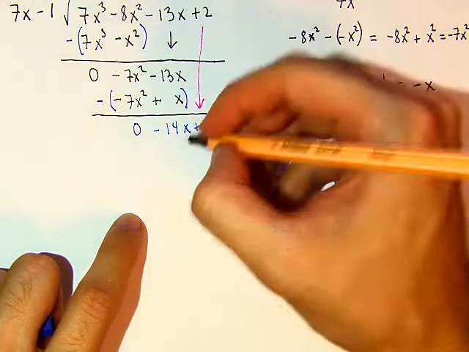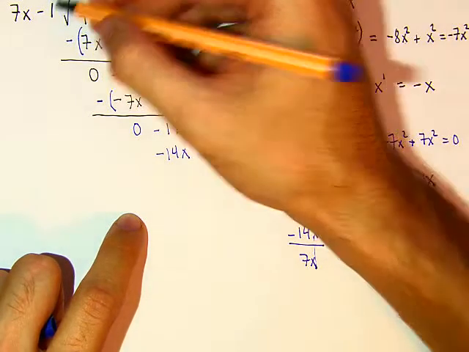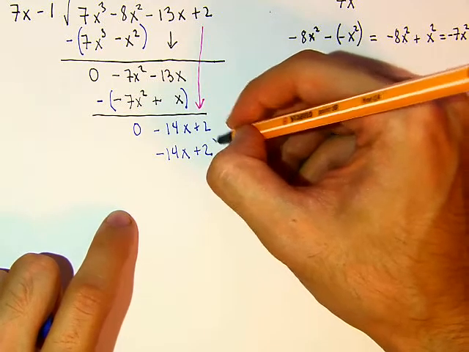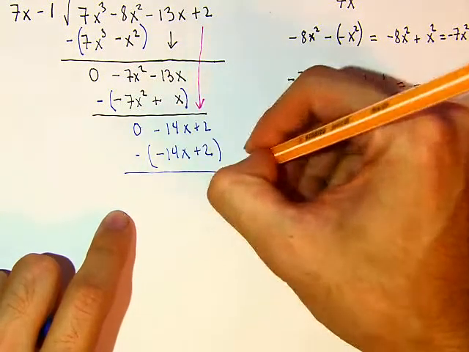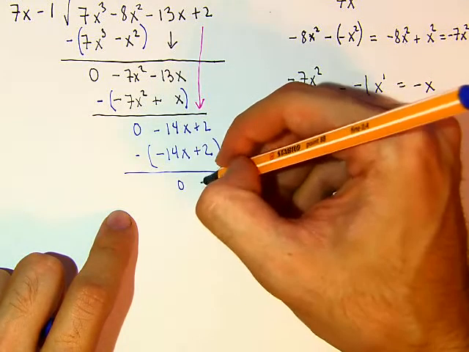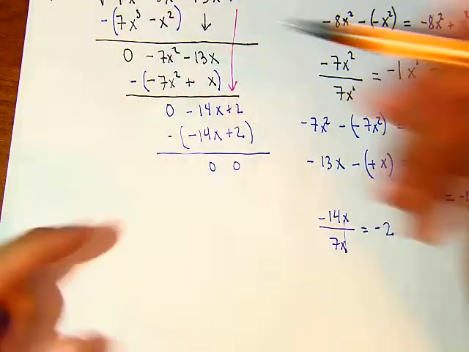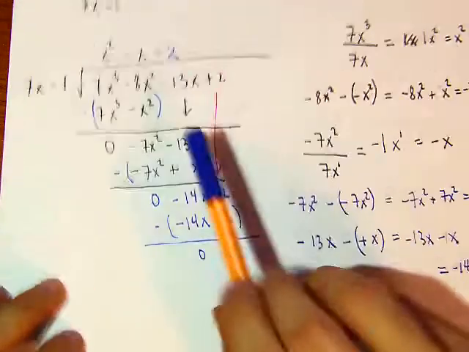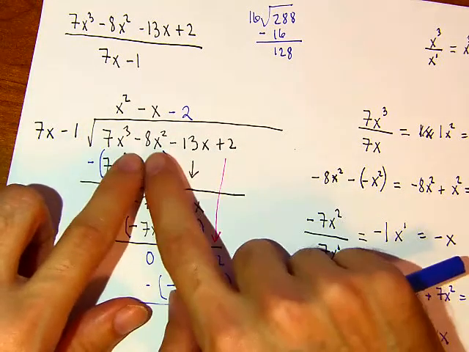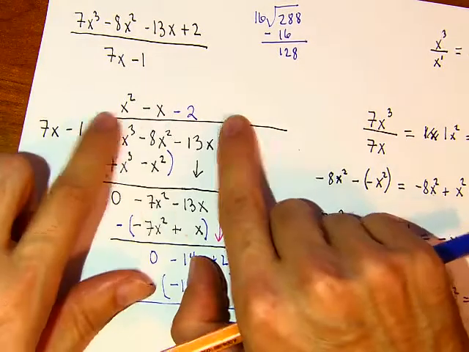Negative 2 times 7x is minus 14x, and minus 2 times minus 1 is plus 2, right? And then you take the whole thing, you subtract, and you get negative 14x minus this. It becomes 0. Once you write it out and do your thing, it becomes 0. And that's it. That's what we get. We get this whole polynomial divided by this polynomial will be this polynomial.